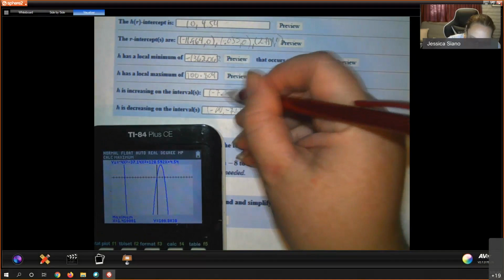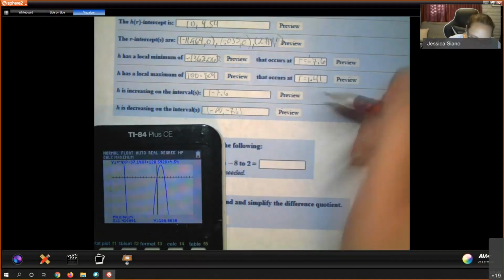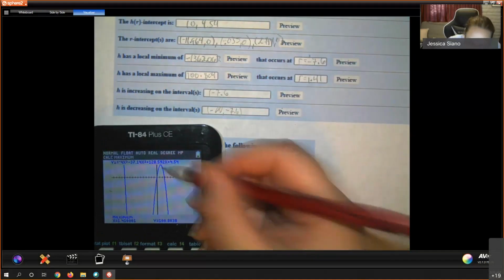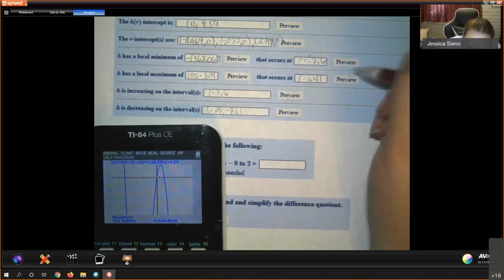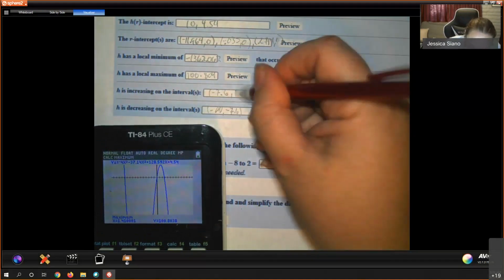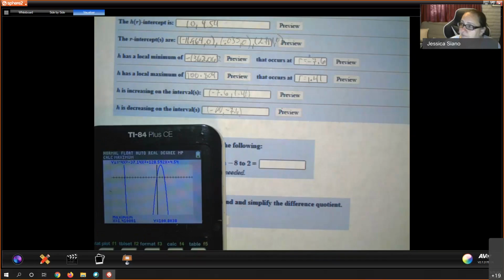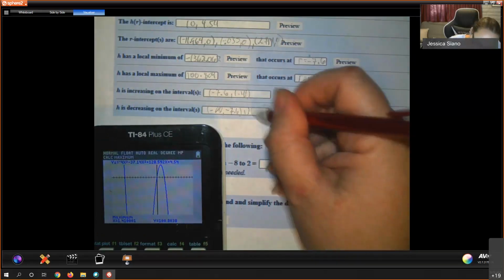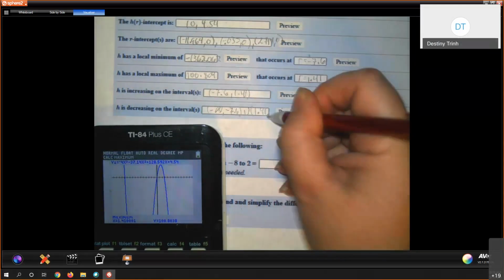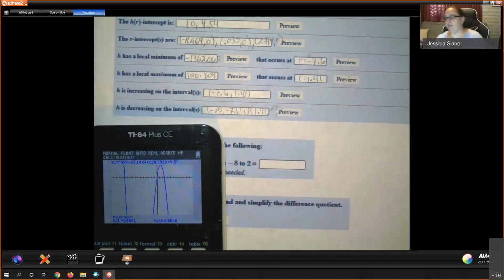Then it starts increasing. And it stops increasing at this maximum. And I know that that maximum is at 1.41. Then it starts decreasing again, and it keeps decreasing forever.